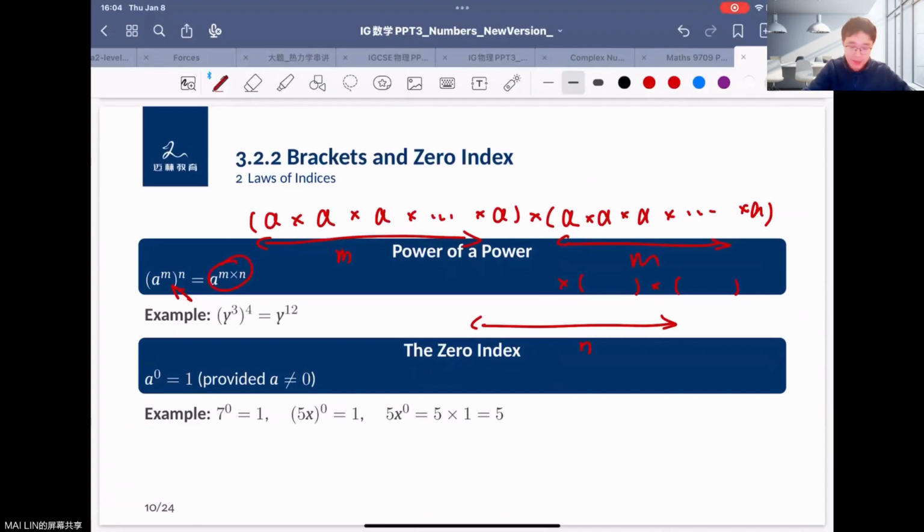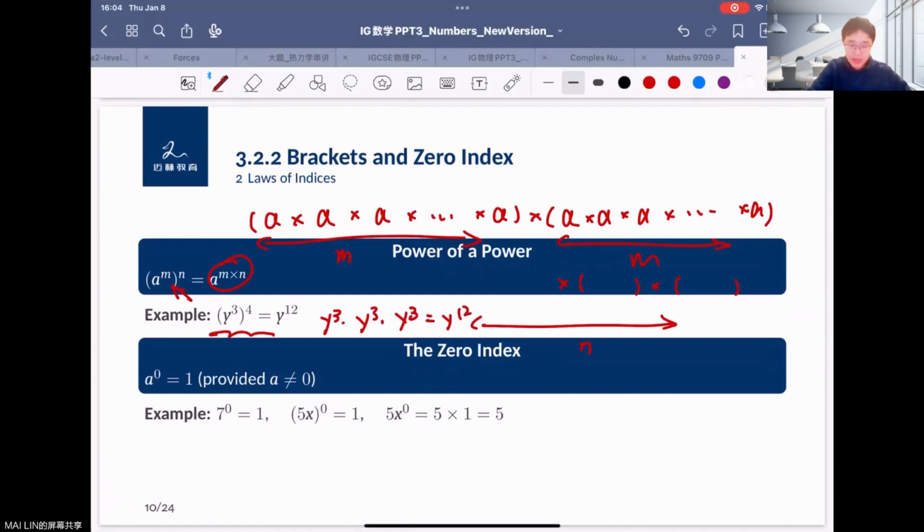For this example, you can find here (y^3)^4. Using the formula, we can say this is y cubed times y cubed times y cubed times y cubed. So the final answer is y^12.